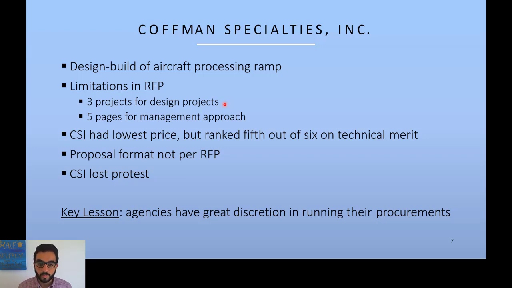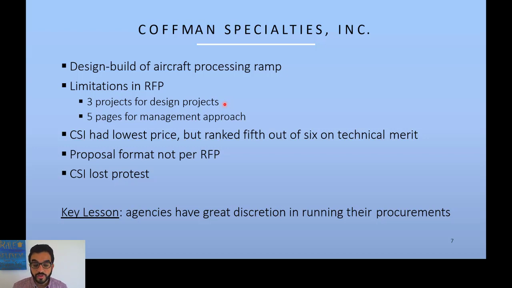The proposal format also did not follow the RFP. So CSI contested because they were not selected based on the technical merit. They contested for the lowest price, but the court here did not side with CSI, and CSI lost the contest or the protest here.